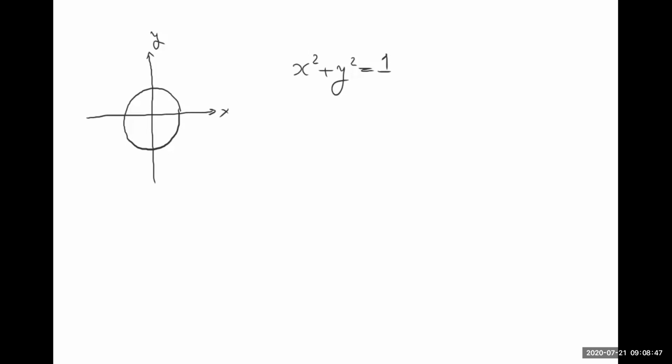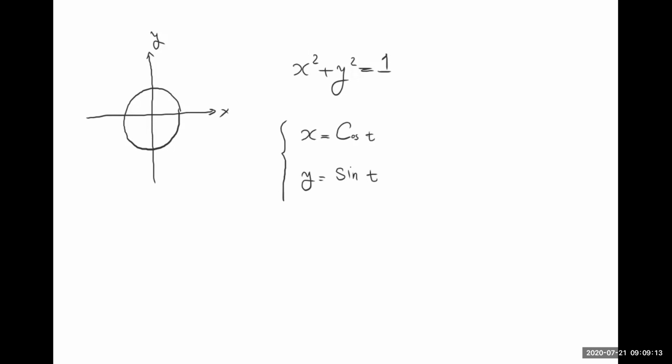Well, there is one parametrization we have, a standard one. If I take x to be cosine of t, and if I take y to be sine of t, what would I get? I claim this is a parametrization for this circle.